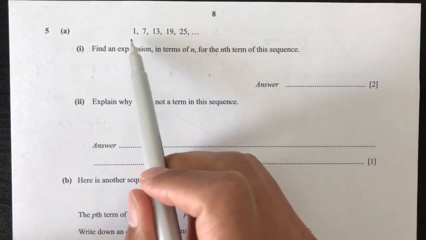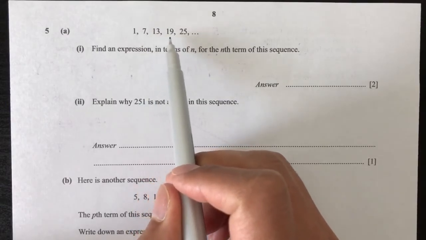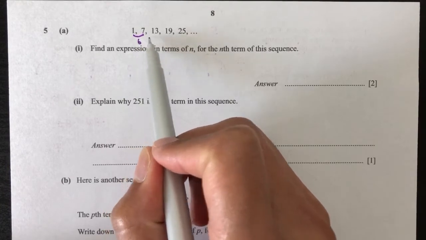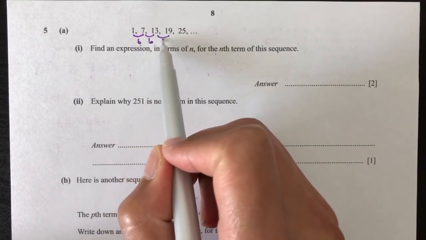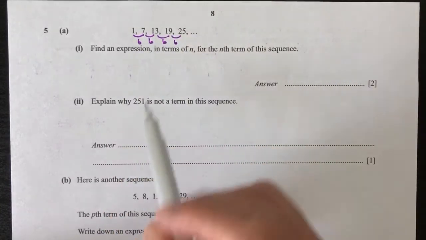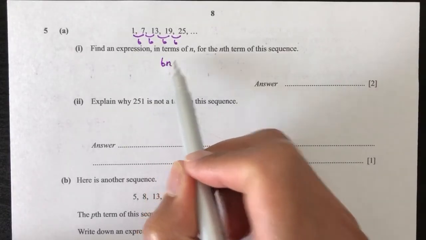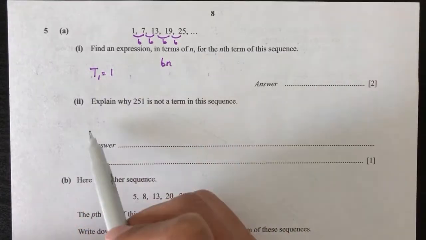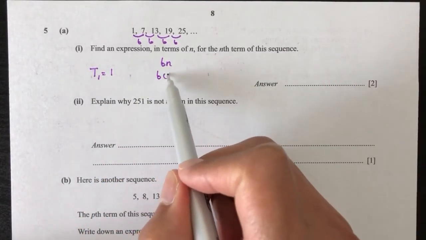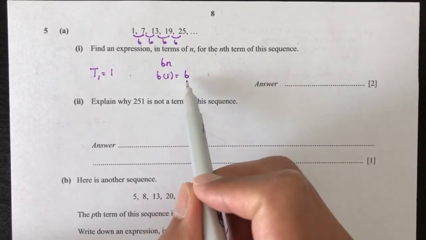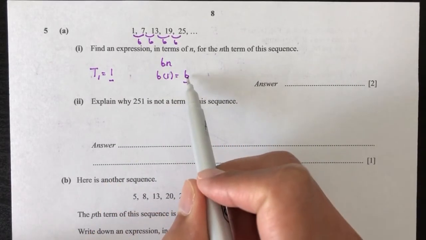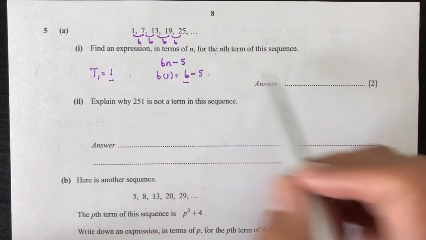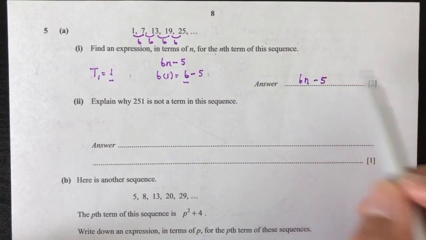So here we have a sequence 1, 7, 13, 19, 25. We observe that every time there's a difference of 6, 6, 6, and 6. So we write down 6n, and now it shows that the first term is equal to 1. If we replace n by 1, it will be 6, which is not the same as this. So how do you change this to this? You have to minus 5. So this will become 6n minus 5.